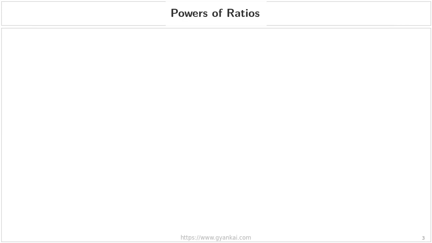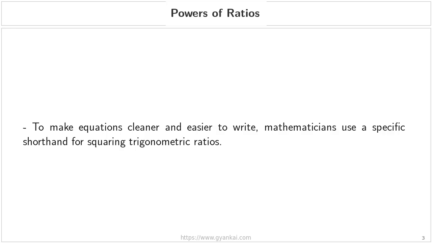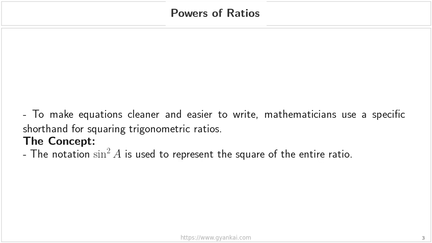Powers of ratios. Now that we understand that sine is a function and not a multiplication problem, let's look at how we handle powers of these ratios. To make our equations look cleaner and much easier to write, mathematicians use a specific kind of shorthand when they want to square a trigonometric ratio. The core concept here is this. The notation sine squared of A is used to represent the square of the entire ratio.